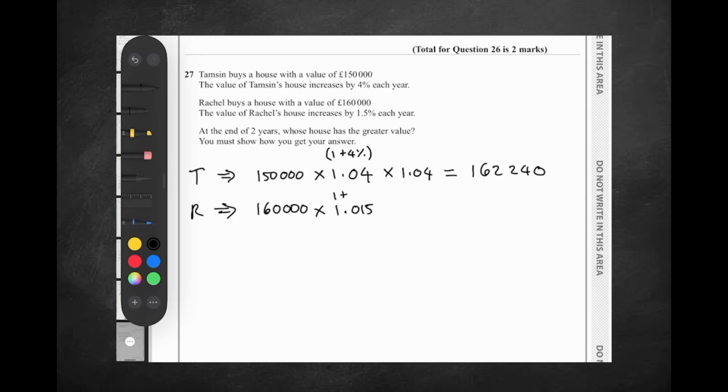And Rachel has 160,000 times 1.015, which is 1 plus 1.5%. And we'll do it again. And again, calculator. 160,000 times 1.015 times 1.015 again gives you 164,836. Therefore, Rachel's house has greater value.